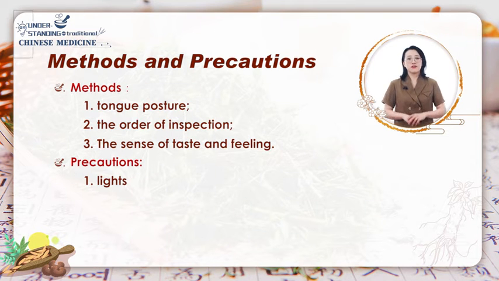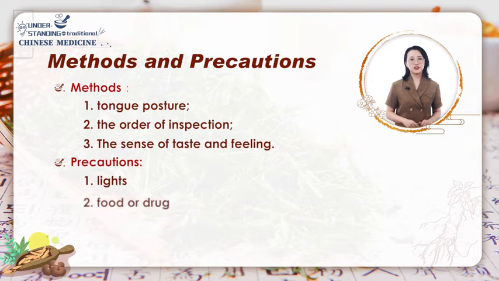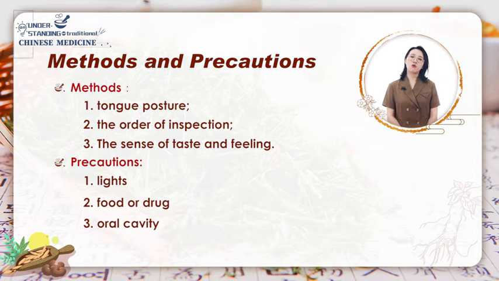So the best time for observing is in the daytime. Sufficient and soft natural light is optimal. Food and drugs may also alter the tongue, like long-term use of some antibiotics may result in a rodent curdy coating. The last precaution is the oral cavity. Impaired teeth may thicken the tongue coating on the same side. Artificial teeth may cause tooth prints on the tongue edge.